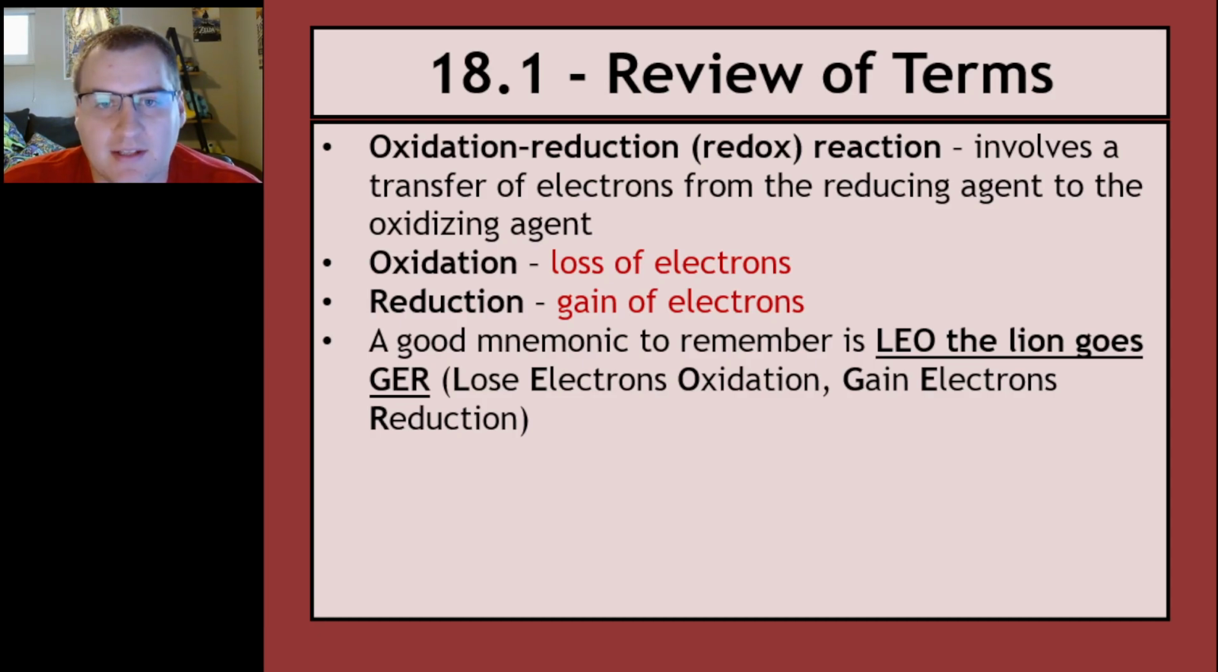If something is oxidized, that means it loses electrons. For something to lose electrons, something else must gain them. My electrons can't just disappear. So the reduction is a gaining of electrons. In a redox reaction, one thing is oxidized, one thing is reduced. Can't have one without the other. Our mnemonic to remember which one is which is LEO the lion says GER. Lose electrons, oxidation. So if something's losing, it's oxidizing. Gain electrons, reduction.